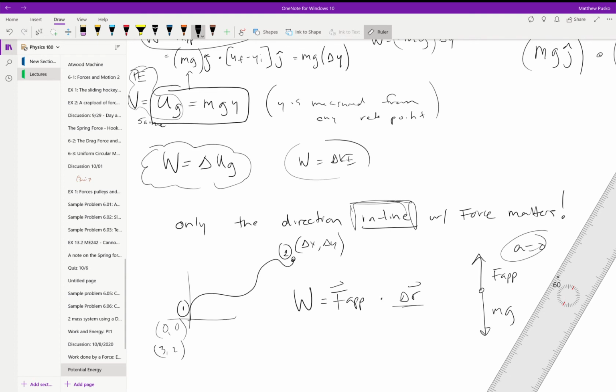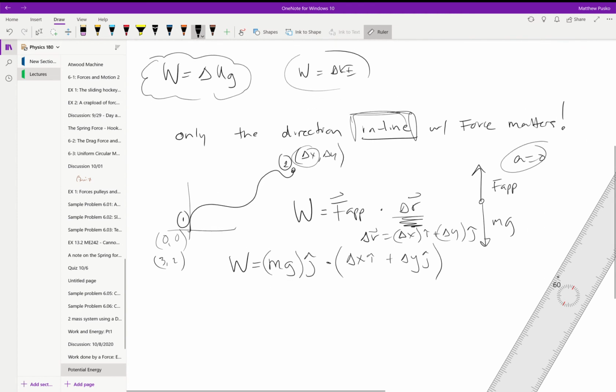But we have to change this up a little bit because we now have an x and y coordinate. So let's say delta r is equal to some delta x in the i direction and some delta y in the j direction. Then if we calculate the work, that would be mg in the j direction, in the positive direction, and we'd be dotting that into delta x i and delta y j.